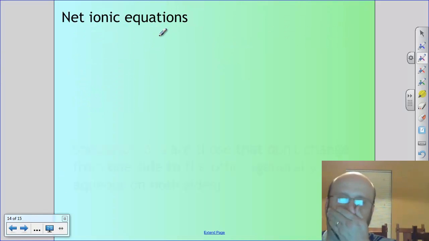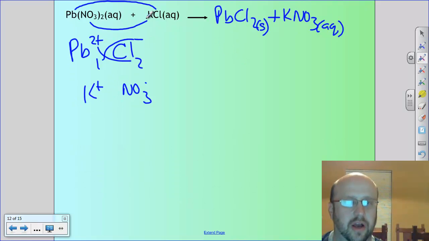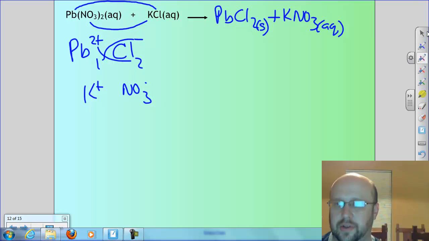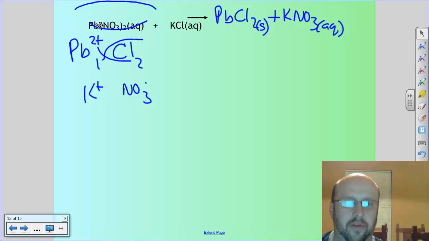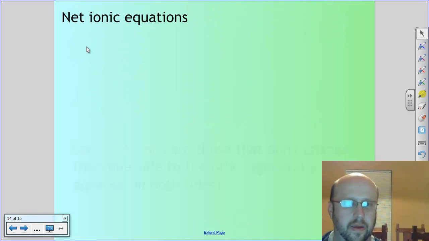All right, so let's talk about the idea of net ionic equations. And to do net ionic equations, I want to jump back real quick and steal one of our equations from the previous slide here. So let me grab a hold of that for us. Okay, so I'm going to grab this little guy. We'll just copy him. We'll take him over here.